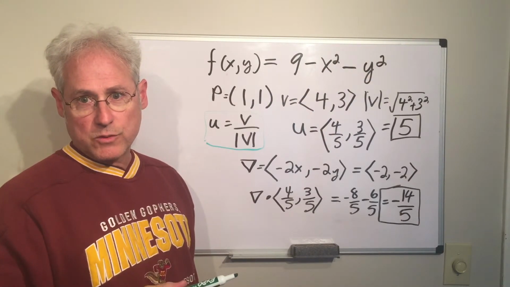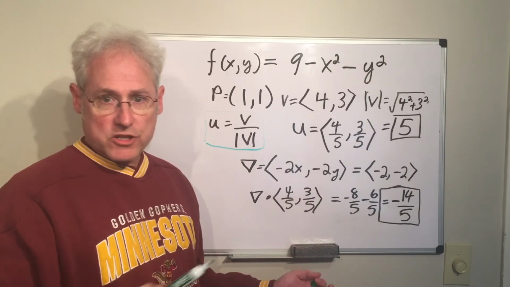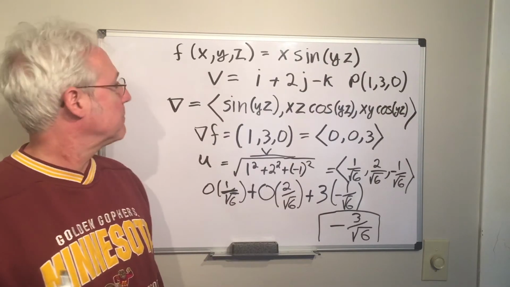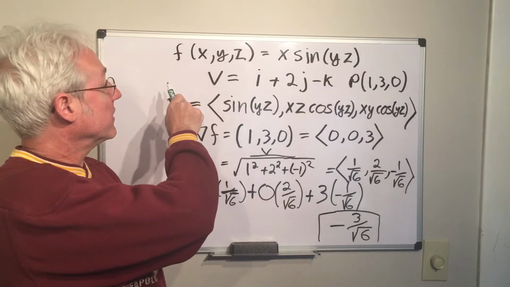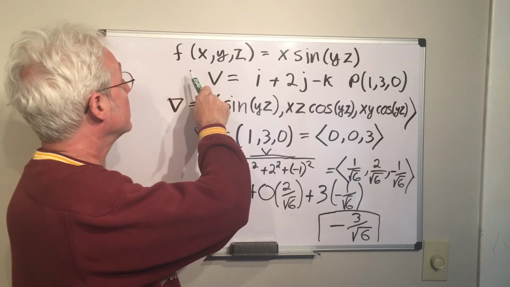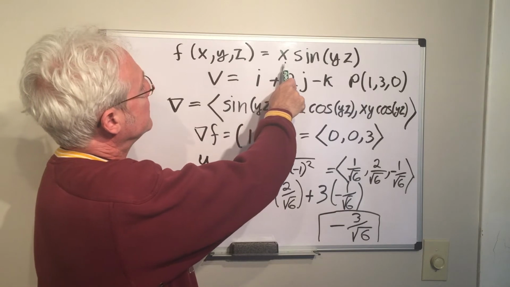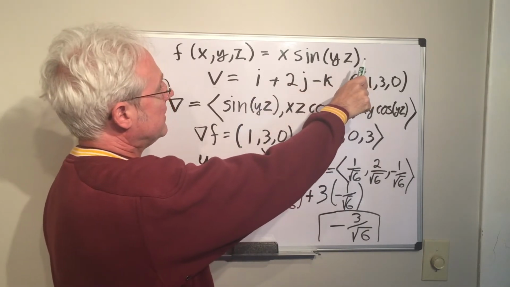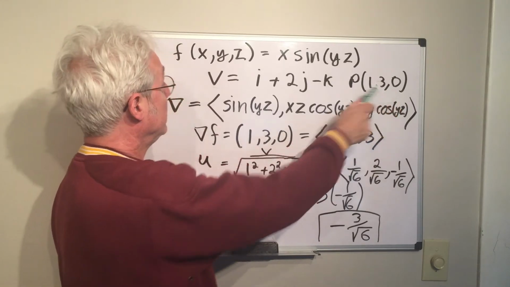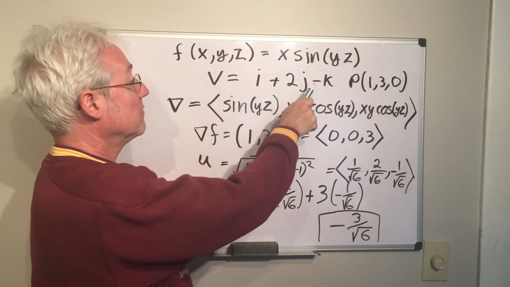The last thing we're going to do is a directional derivative, which also includes a gradient, for a function in 3 variables. Okay, let's do one more example of a function in 3 variables, and we will find the gradient and the directional derivative of the function f of x, y, z is x sine of yz. We will find the gradient at the point 1, 3, 0 in the direction of the vector i plus 2j minus k.